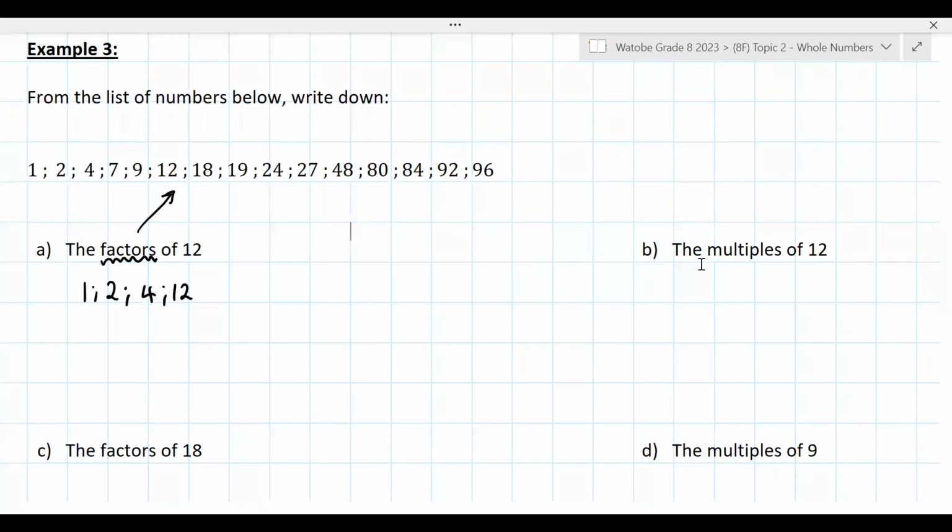Right, let's have a look at B. So B is now asking you for the multiples of 12. So think carefully about the difference between multiples and factors. Look at your list of numbers, see which ones you feel are multiples of 12.